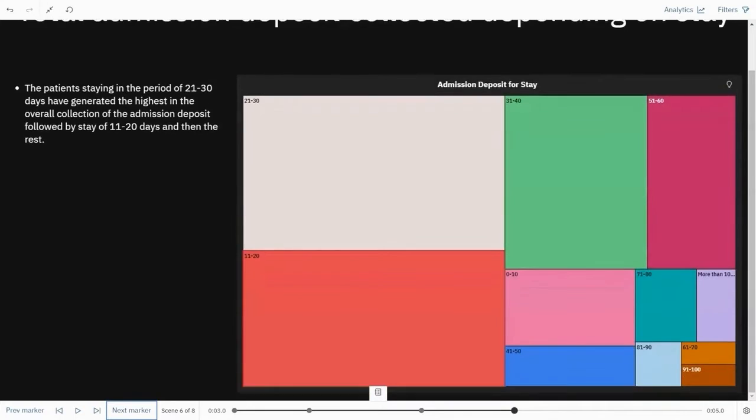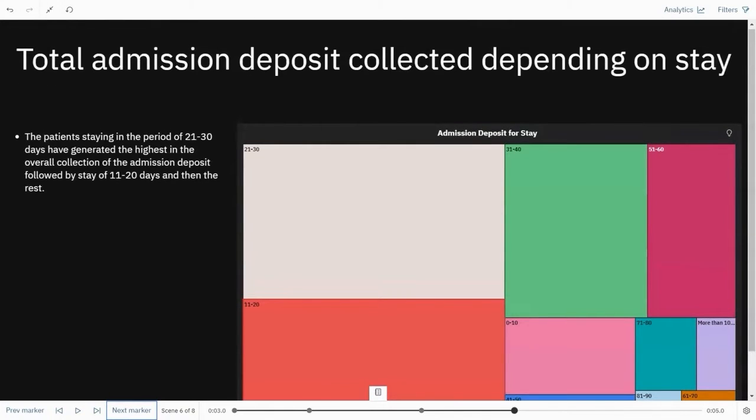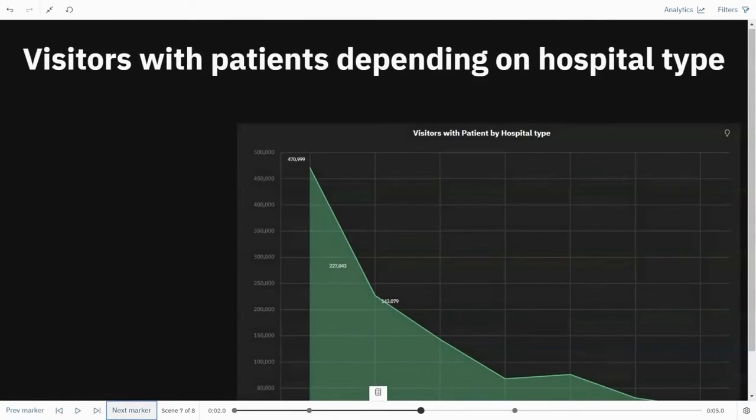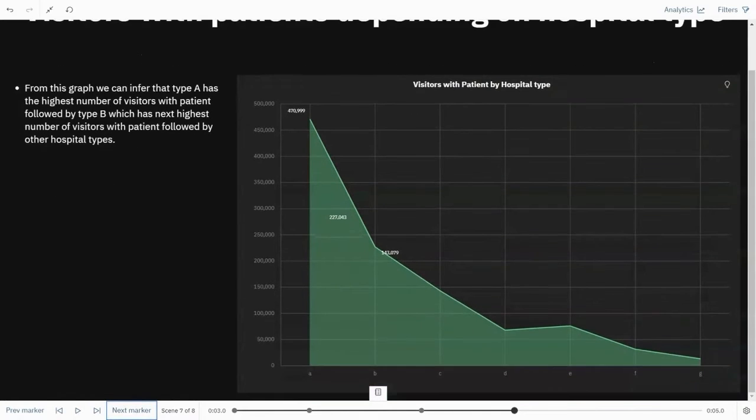The next visualization is about the total admission deposit collected depending on the stay. As we have seen in the previous visualization, most of the patients have stayed for a period of 21 to 30 days, followed by 11 to 20 days. So these two have majorly contributed to the admission deposit collection for the hospitals, followed by 31 to 40 days, which is the next highest admission deposit collection to the hospitals, as most of the patients have stayed in these periods. Moving on to the next visualization.